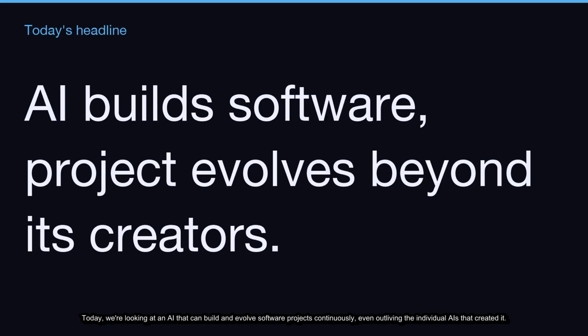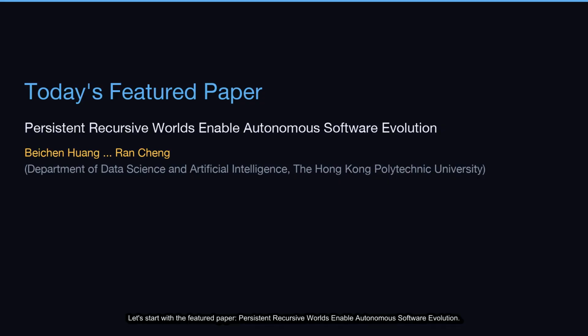Today, we're looking at an AI that can build and evolve software projects continuously, even outliving the individual AIs that created it. This is a massive step towards truly autonomous, long-term software development. Let's get into it.